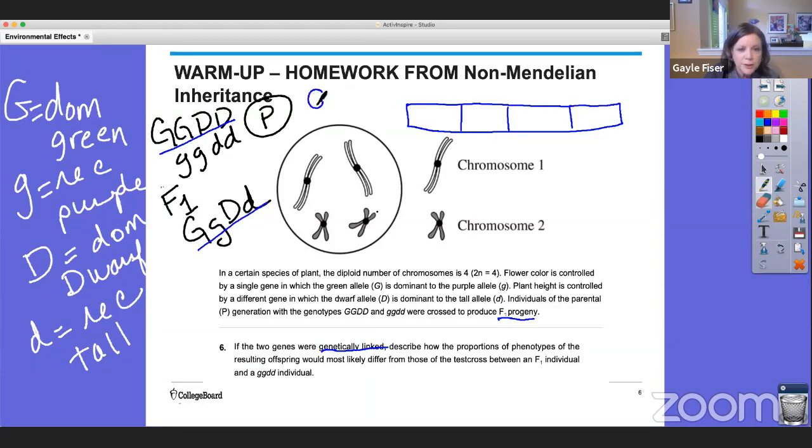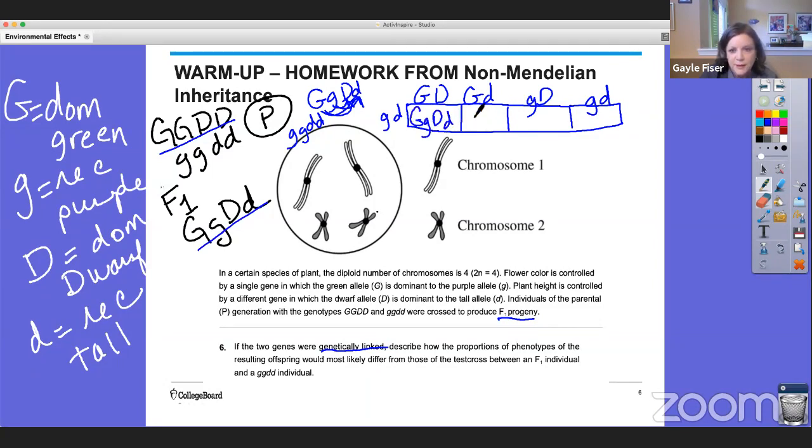And so here was our F1 cross. We'll have big G, D. We'll have big G, little d. We'll have little g, D. And little g, little d. I think I have that right. And the only option we had from the test cross group would be little g, little d. Okay, so here we go.